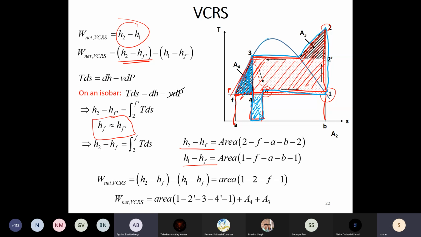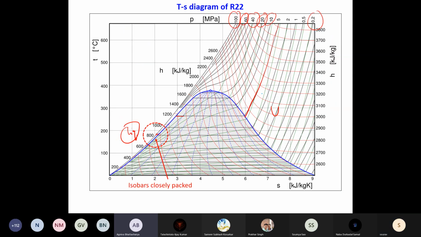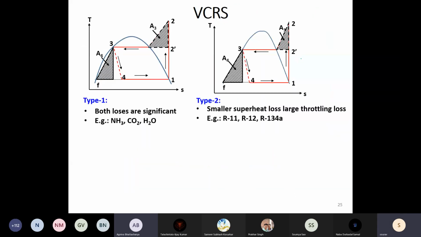Okay. So what we have done later on is we have started classifying the refrigerants. Since we are synthesizing refrigerants in labs, we have now some idea of what kind of properties are desirable, what is not desirable. Okay, so ideally it would be the smallest A4 and the smallest A3. So we don't want this throttling loss to be very high. We don't want this superheat horn to be very high. That would be the ideal refrigerant which is available to us.